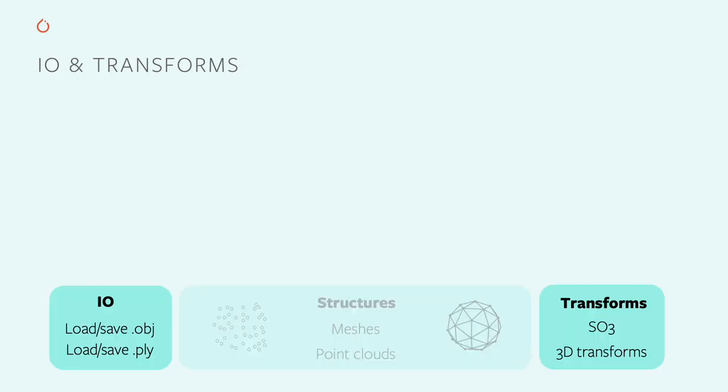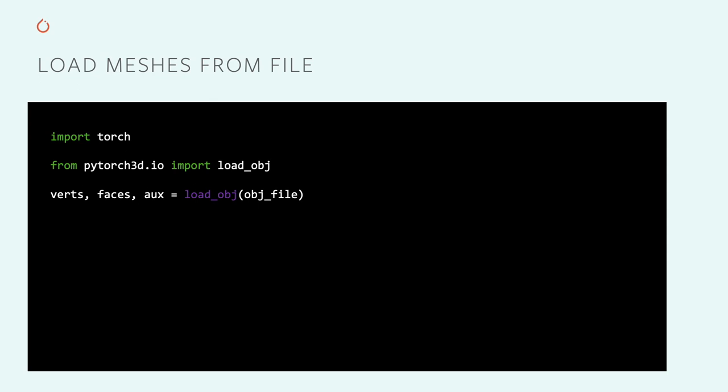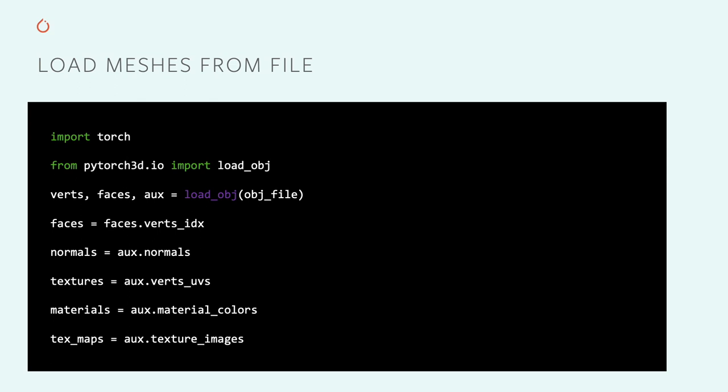Another set of common functions are loading utilities for 3D data and composable 3D transforms. A common task for almost all projects is loading data from file, for example, loading meshes. PyTorch3D provides methods for loading meshes from OBJ files. Here, we load the vertices and faces and auxiliary information. The faces and aux variables are in fact named tuples, which contain a number of different variables. We can get the face indices using the verts_idx key. The normals and texture information can be retrieved from the aux tuple.